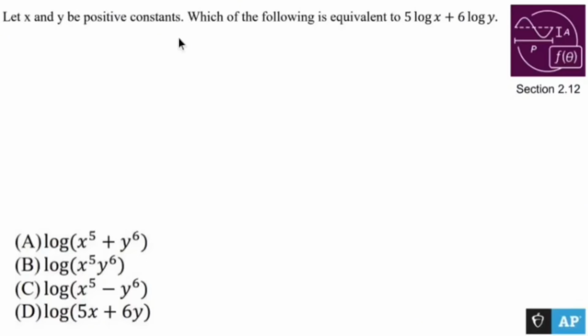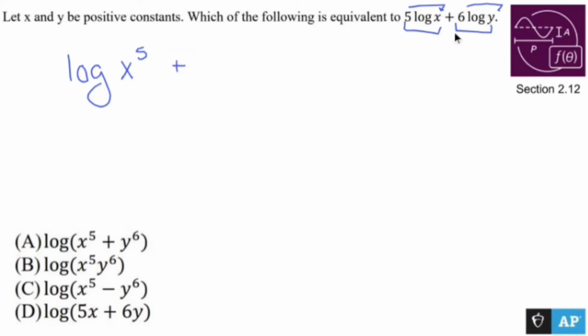Let x and y be positive constants. Which of the following is equivalent to 5 log x plus 6 log y? We have two log rules going on. First things first, if you have a number in front of a log, you're allowed to take that number and make it the exponent of the stuff inside the log. In other words, 5 log x is the same as log of x to the fifth. What's my base? I don't know, 10. I don't have one.